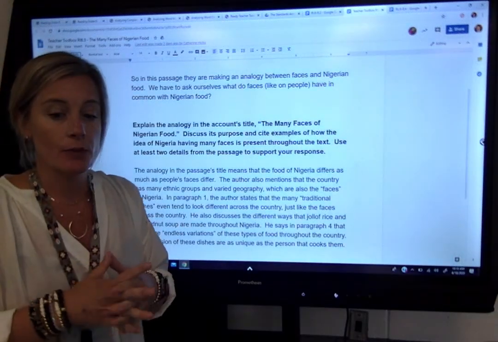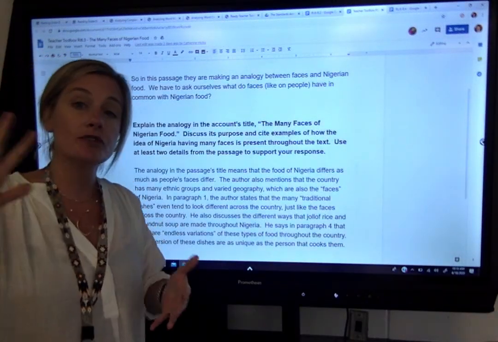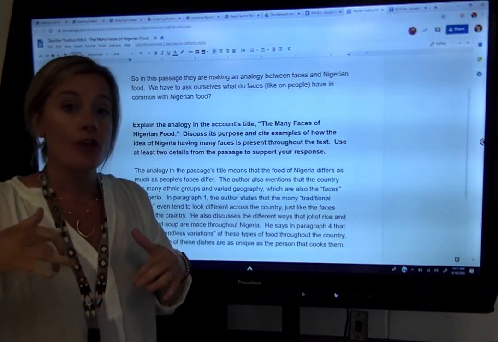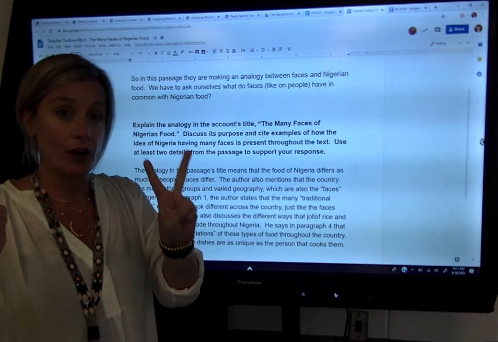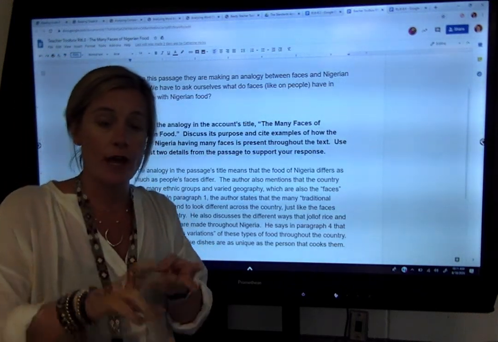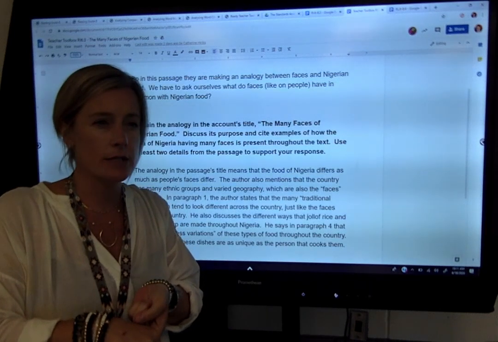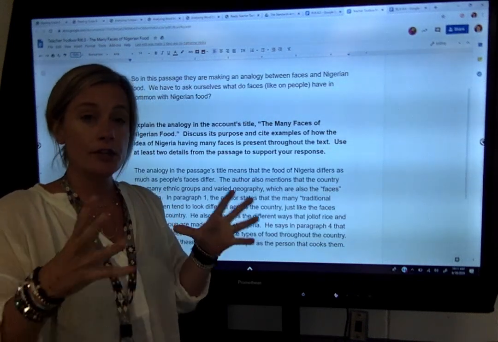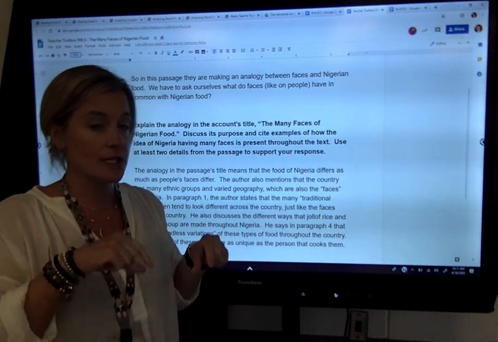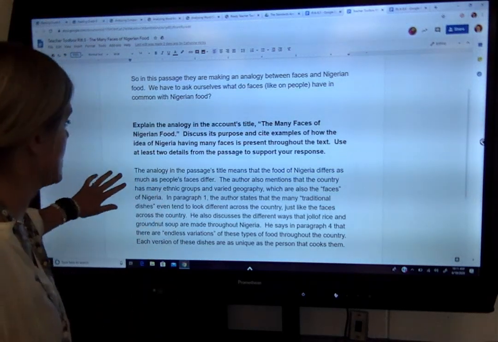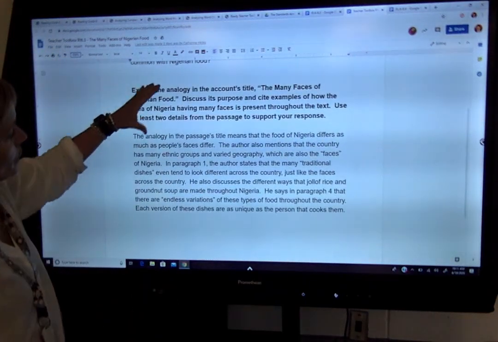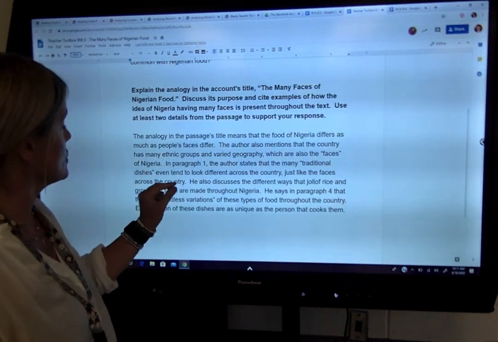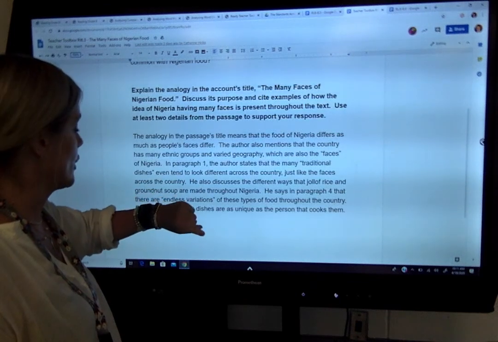Well, one thing they tell you in the passage is that there are all different types of faces across Nigeria, just like there are all different variations of the foods, jollof and groundnut stew. So they're all different variations. And several times the author uses the phrase endless variations. That's the analogy, so we're going to look at our question. The analogy in the passage title means that the food of Nigeria differs as much as people's faces differ.